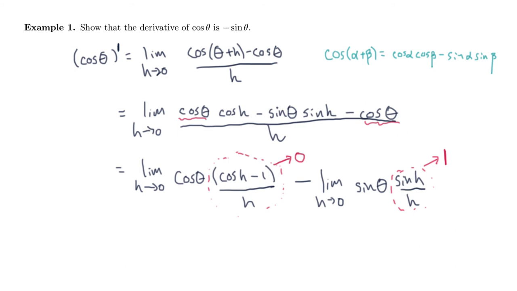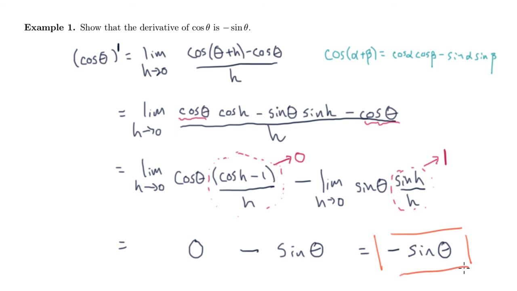So the point is, this entire term is 0 because of this factor that's going to 0. Then this entire term is going to sine theta because this is going to 1. And I hope you believe that 0 minus sine theta is negative sine theta. And there it is.